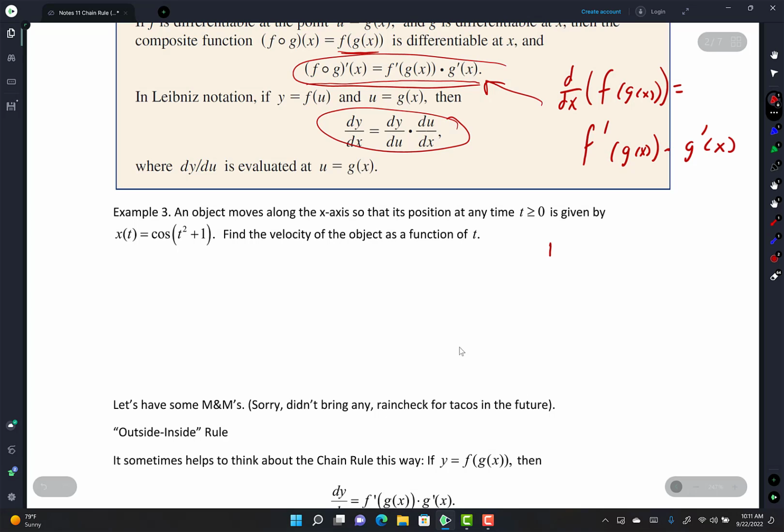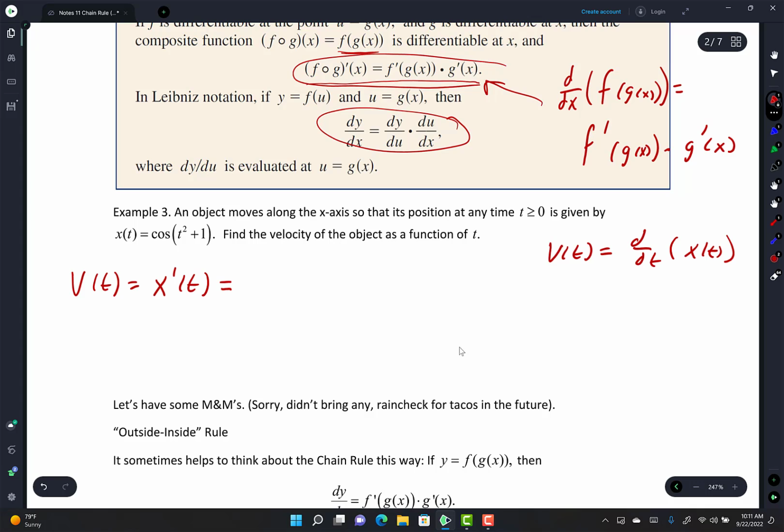I'm going to write v of t is equal to d/dt, because it's with respect to t, d/dt of x of t. That's just on the side, for your notes. So here we go. v of t is equal to x prime of t, so I'm taking a derivative, and we're going to go outside in. What's considered the inside? The argument, t squared plus 1.